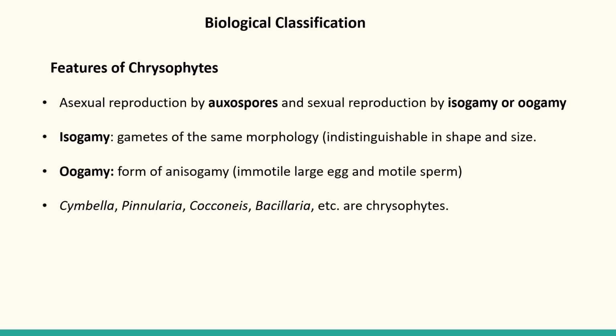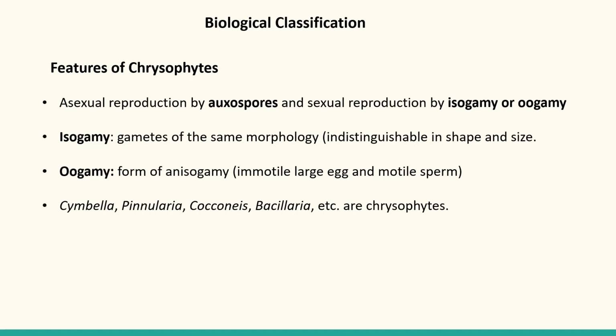Other features of chrysophytes: asexual reproduction by zoospores and sexual reproduction by isogamy or oogamy. Isogamy: gametes are morphologically similar. The male and female gametes, you cannot distinguish them. You cannot tell which one is male and which one is female. Their shape and size are very much similar. So that is why isogamy.